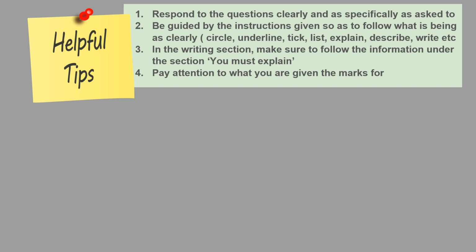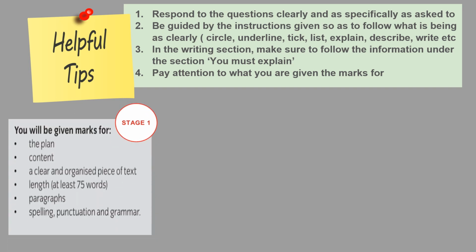You must explain, because this is the way you format; using the information here will give you an opportunity to maximize your scores. Now pay attention to what you are given the marks for. For example, for section 1, you're given marks for the plan, the content, a clear and organized piece of text, the length at least 75 words, using paragraphs, ensuring that your information is spelling, punctuation, and grammar free.